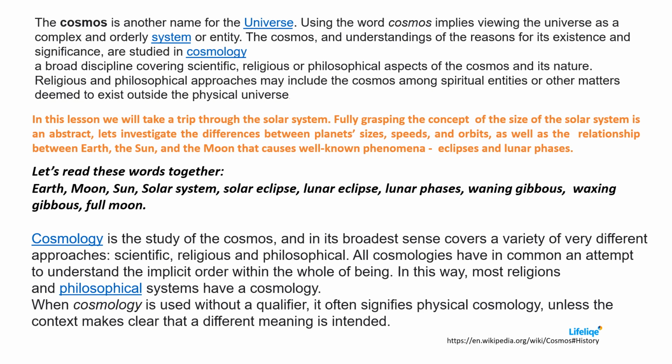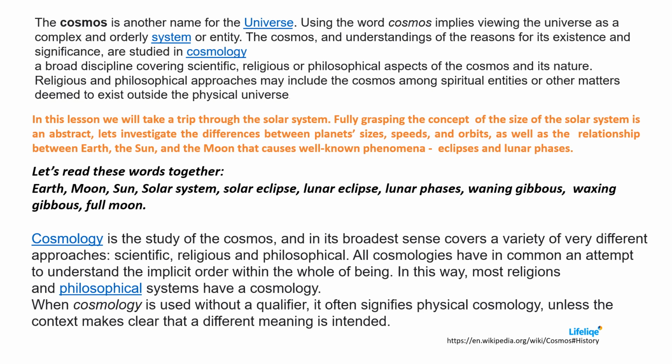In this lesson, we will take a trip through the solar system, fully grasping the concept of the size of the solar system, which is an abstract. Let's investigate the difference between planets, sizes, speeds, and orbits, as well as the relationship between Earth, the Sun, and the Moon that causes well-known phenomena, eclipses, and lunar phases.